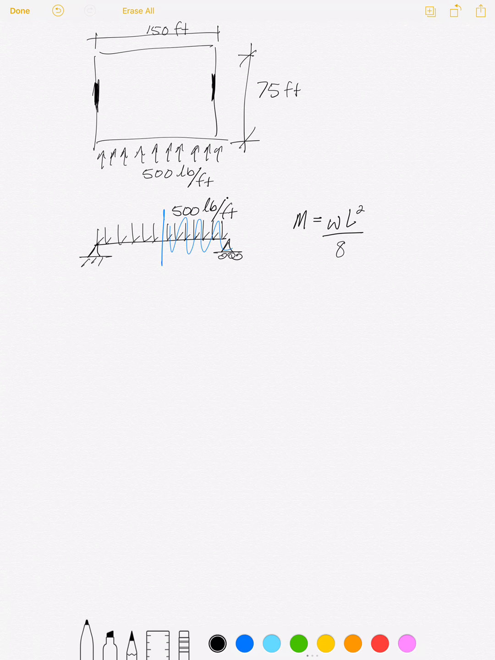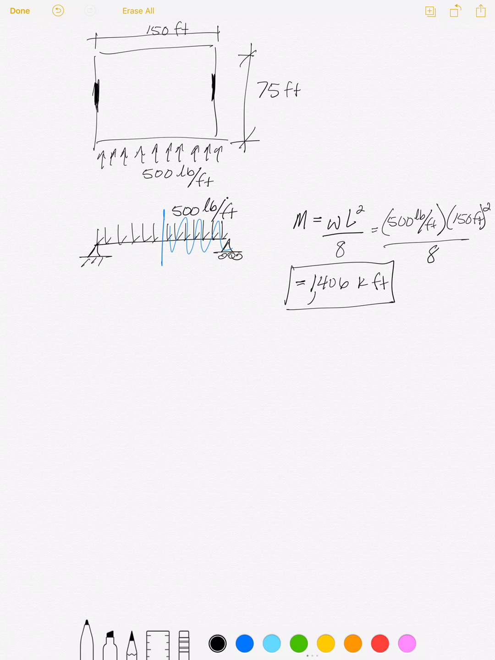WL squared over 8, this is for a simply supported beam, so that means we have a pin on the left and a pin or a roller on the right, and a uniform load, W. So if I plug in our variables, 500 pounds per foot, the length L is 150 feet, of course it is squared, divided by 8. Go ahead and do that math with the calculator. 1406 kip feet. I went ahead and moved the decimal place to go in kips because it's easier to work with 1400 instead of 1,400,000. So I am going to go ahead and say my final answer is that for the moment.